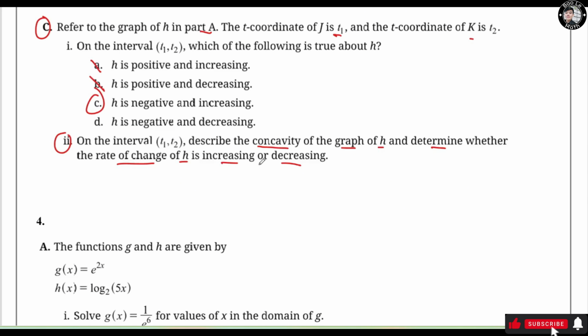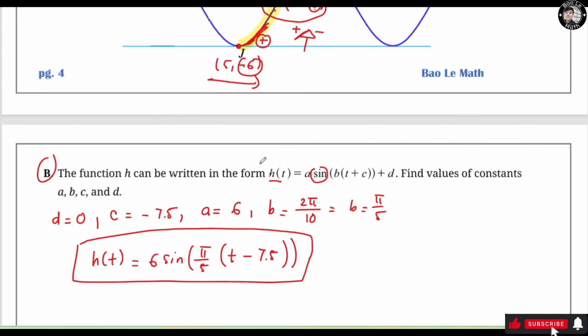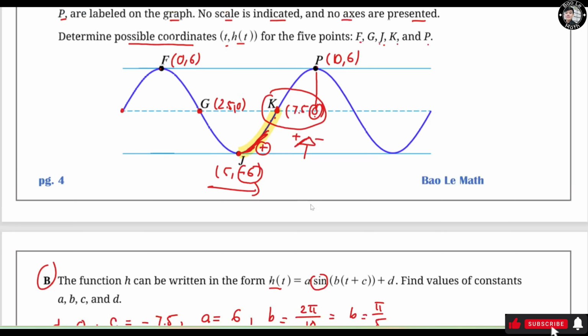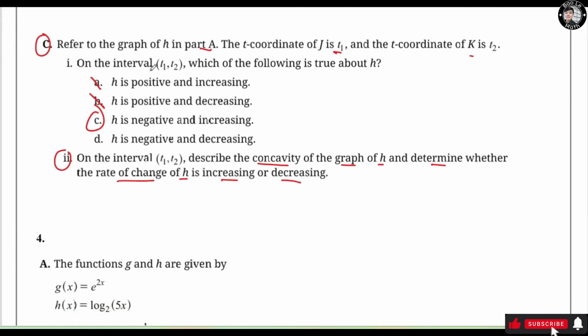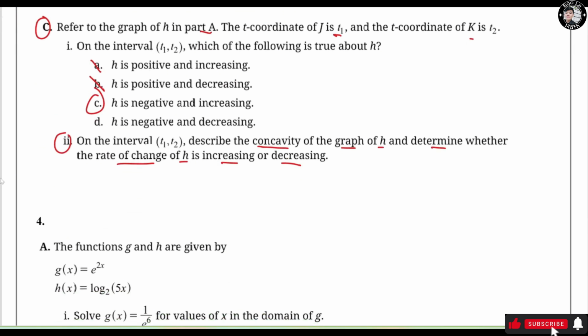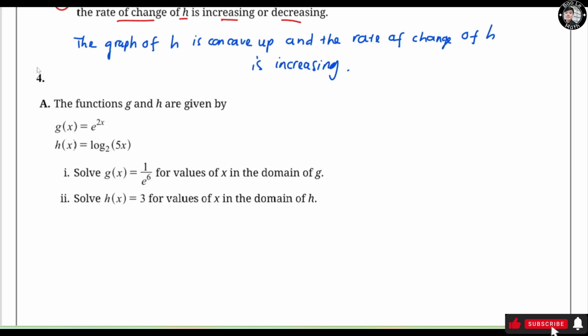Alright, so we look at this one right here. The function h right here is concave up, right? Look, it's like this, concave up. And since the function is concave up, the rate of change is increasing, right? So we need to say the function h is concave up and the rate of change of the function h is increasing, right?